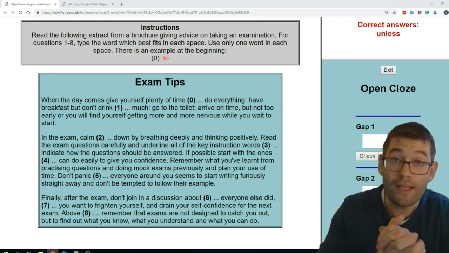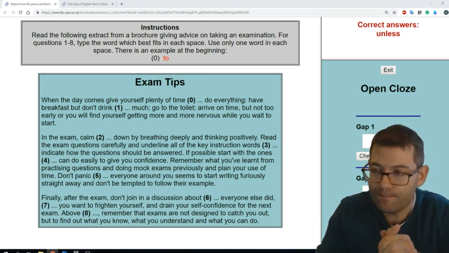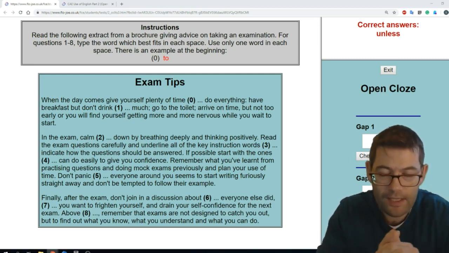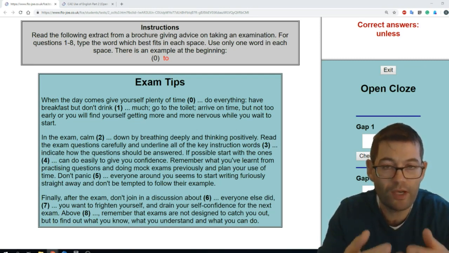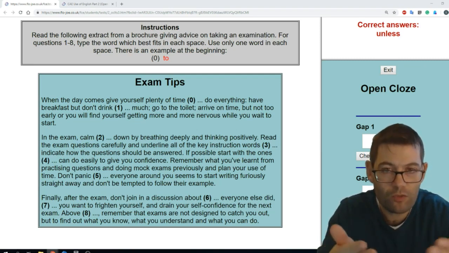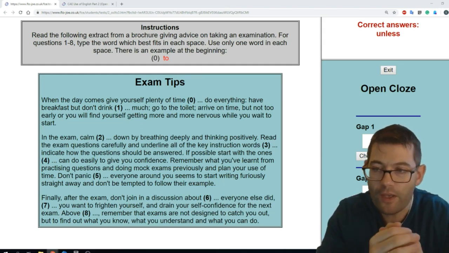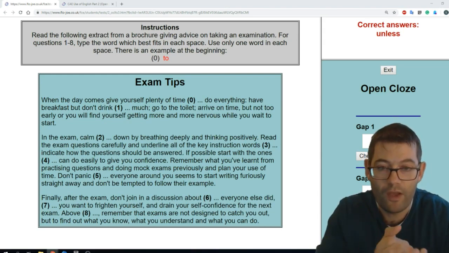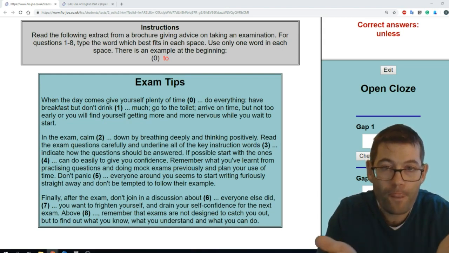Okay, so let's have a look at the exercise. And as I said, it's about exam tips. It's about preparing for an exam. And as I said, the relationship is between the author who is writing to you in terms of giving you advice about what to do. So if we go through the exercise, when the day comes, give yourself plenty of time, do everything.